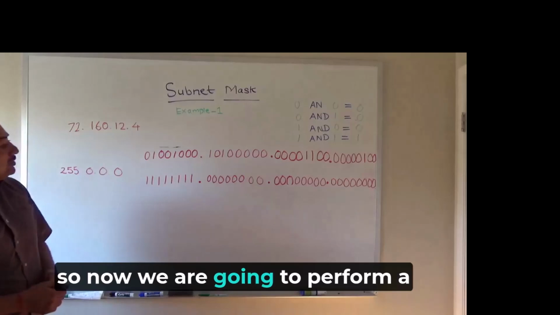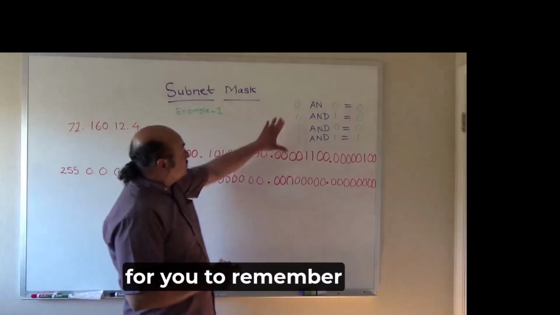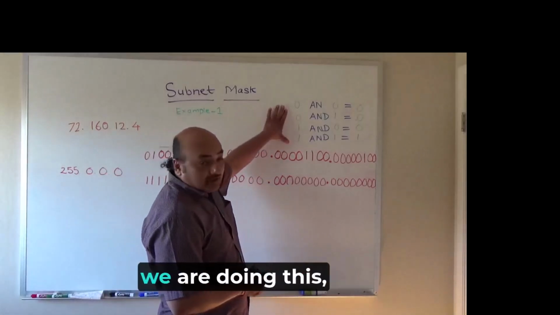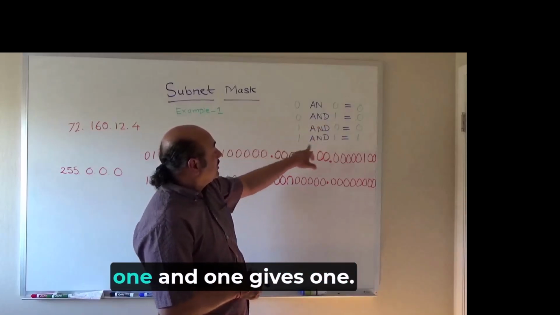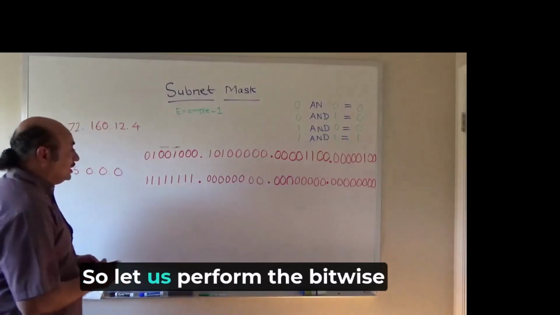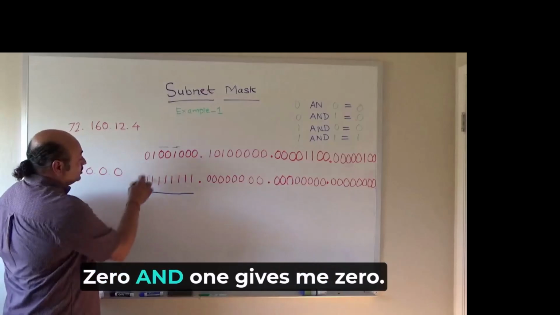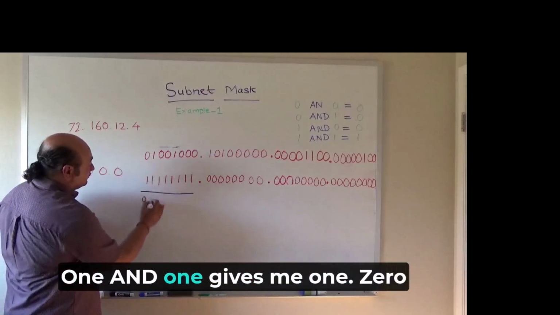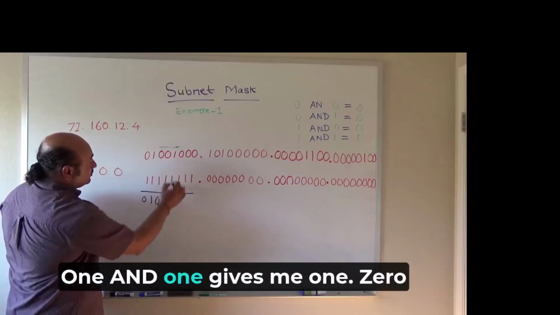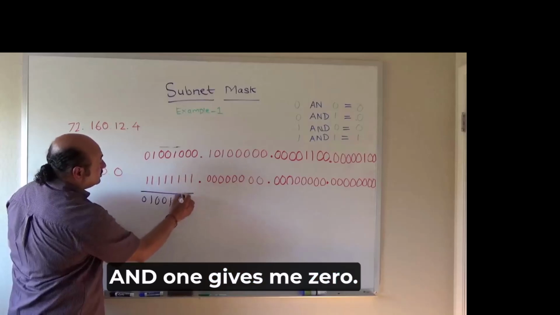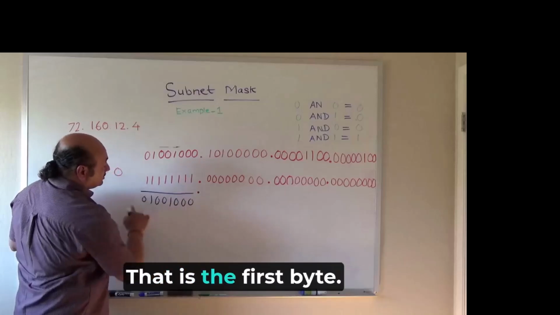Okay, so now we are going to perform a bitwise AND operation. For you to keep in mind while we are doing this, 0 and 0 gives 0, 0 and 1 gives 0, 1 and 0 gives 0, and 1 and 1 gives 1. So let's perform the bitwise AND operation on these, a byte at a time. 0 and 1 gives me 0, 1 and 1 gives me 1, 0 and 1 gives me 0, 0 and 1 gives me 0, 1 and 1 gives me 1, 0 and 1 gives me 0, 0 and 1 gives me 0, 0 and 1 gives me 0. That is the first byte.